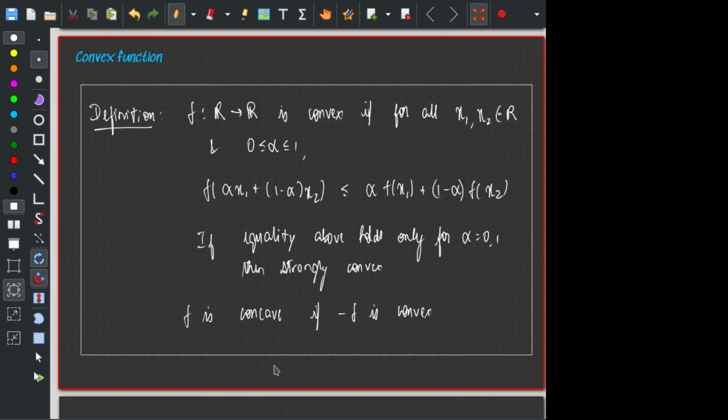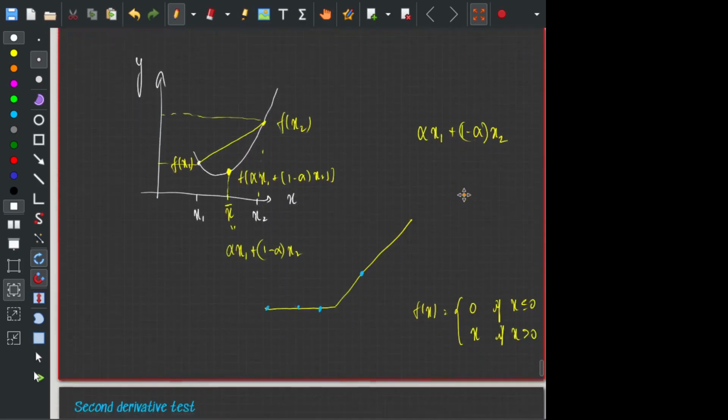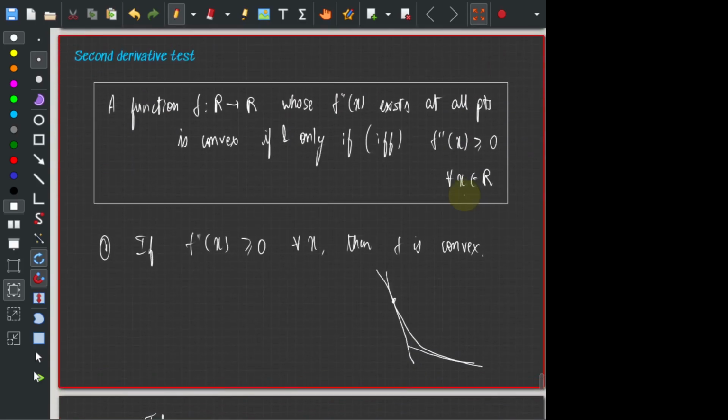So for now, I gave this general definition of a convex function. That is, the function f is convex if you take any two points, then the straight line joining these two points lies above the curve. That's the geometric interpretation, and here's the analytic definition. We have a necessary and sufficient condition for a sufficiently smooth function to be convex: if the second derivative exists at all points, then it's convex if and only if the second derivative is always non-negative. This gives a simple test to check whether a given function is convex or not.